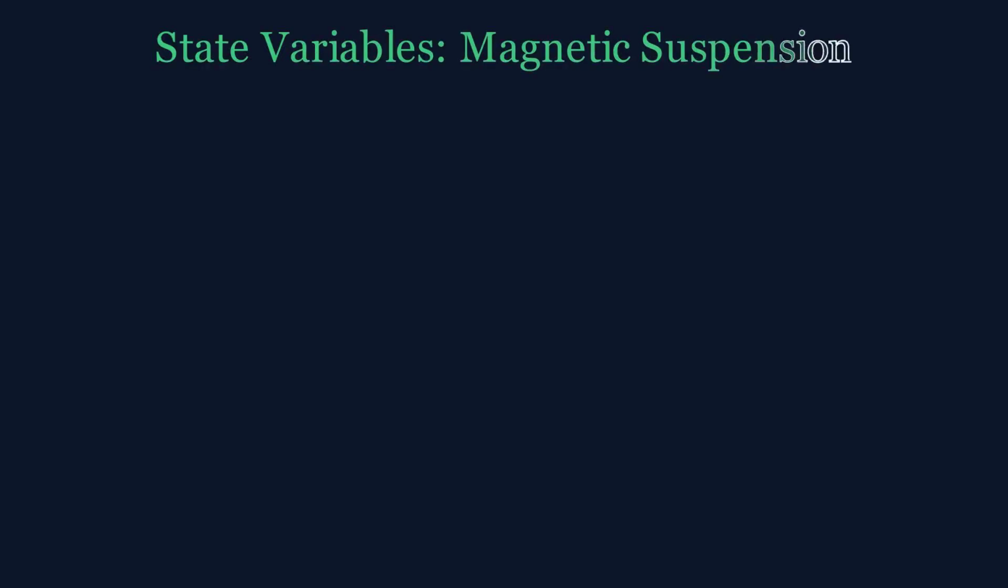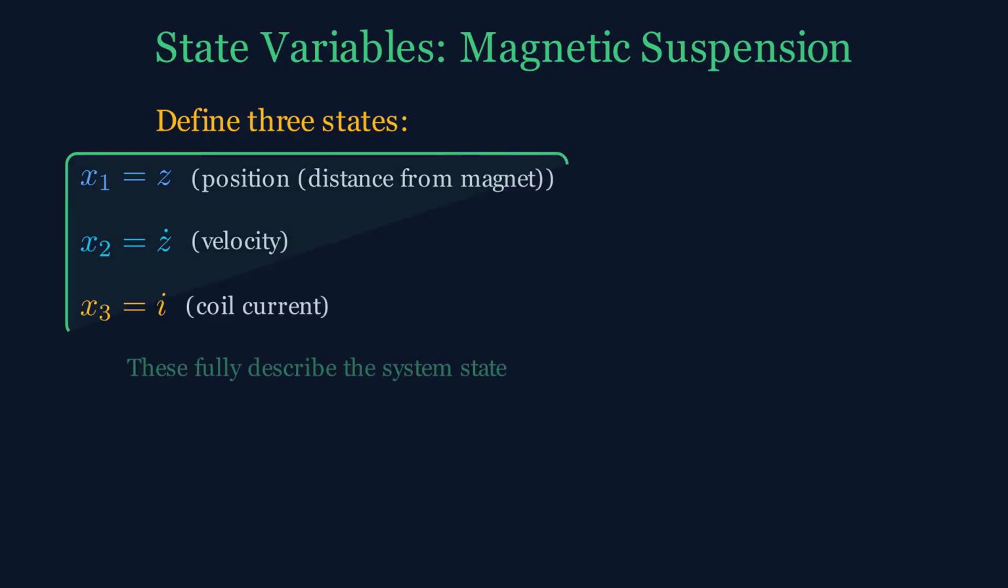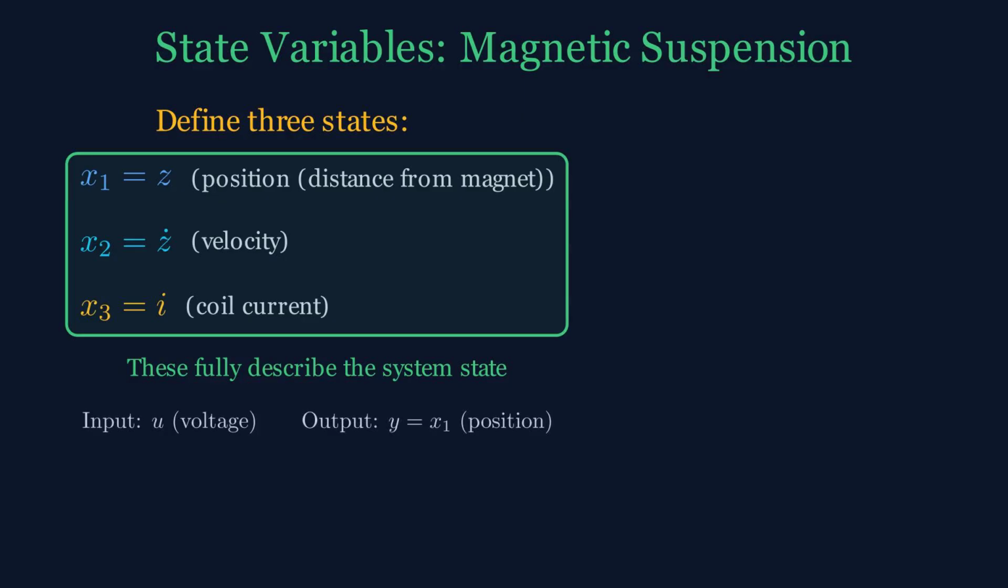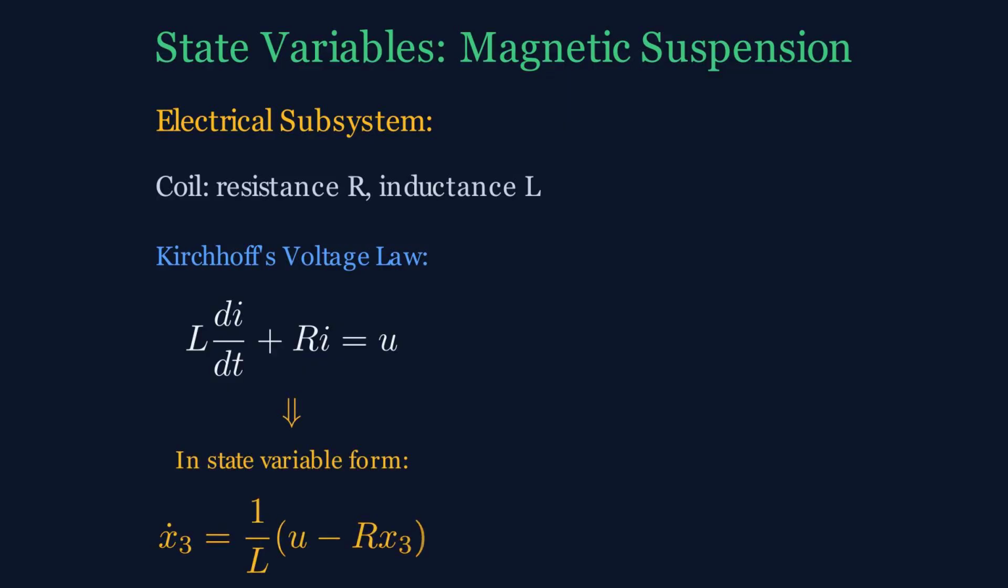We define three state variables. x1 is the position of the sphere, measured downward from the electromagnet. x2 is the velocity, which is x1 dot. x3 is the current through the coil. For the electrical subsystem, the coil has resistance R and inductance L. Applying Kirchhoff's voltage law, L times the derivative of I plus R times I equals u, the applied voltage. So x3 dot equals u minus R times x3, all divided by L.